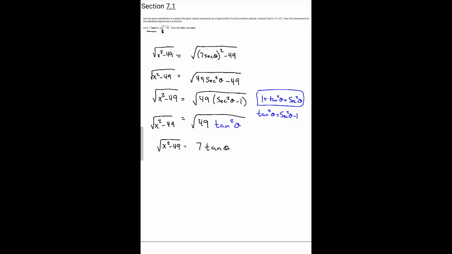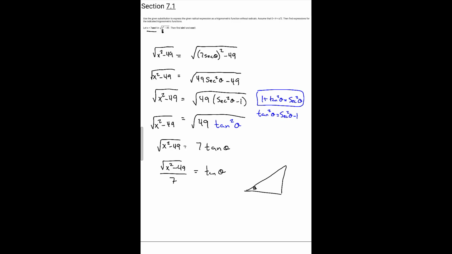So now we can solve for tangent of theta. If we divide both sides by 7, we have the square root of x squared minus 49, divided by 7, equals tan of theta. Alrighty. So now we've got it to where it's one of those three basic trig functions. Now we have to figure out what our sine and cosine values are. Since our angle is in the first quadrant, because it's from 0 to pi over 2, we can now set up our triangle.